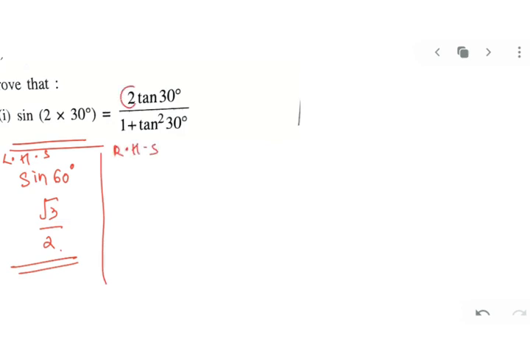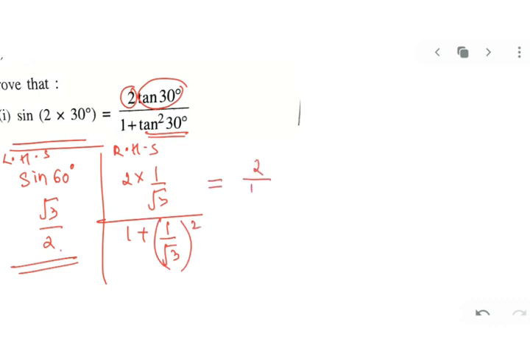The right hand side says 2 tan 30 upon 1 plus tan square 30. That means 2 into tan 30, we will put the value, 1 upon root 3, upon 1 plus tan square 30, that means 1 upon root 3, the whole square. Not the whole square; for the value of tan 30, you only have to apply the square. So it will be something like this.